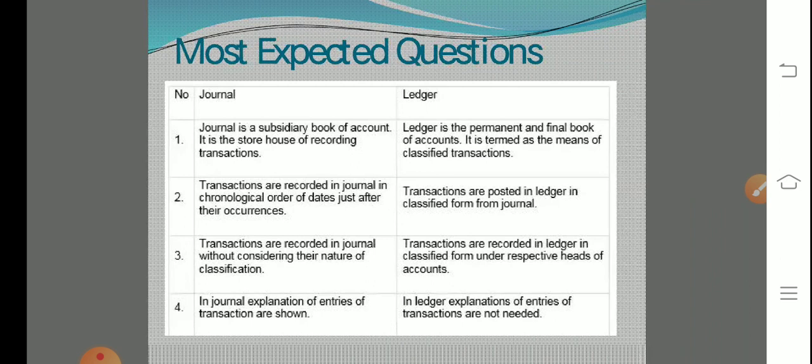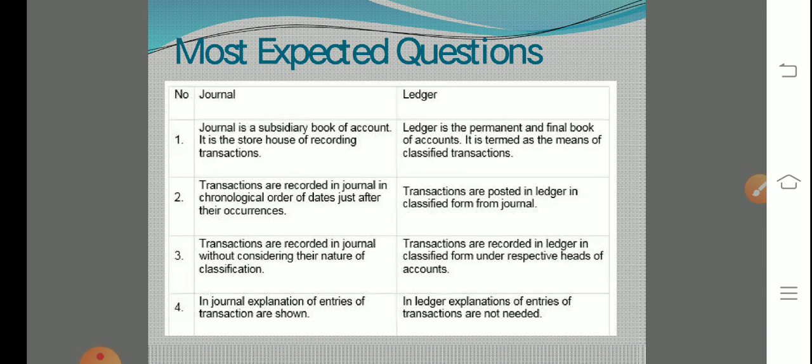So firstly, whatever entry there is, we will make it in the journal and then it will come in the ledger. Transactions are recorded in journal in chronological order of dates just after their occurrence. Transactions are posted in ledger in classified form from journal. And third point is transactions are recorded in journal without considering their nature of classification. Whenever we make an entry in journal, we just write whatever entry we have.